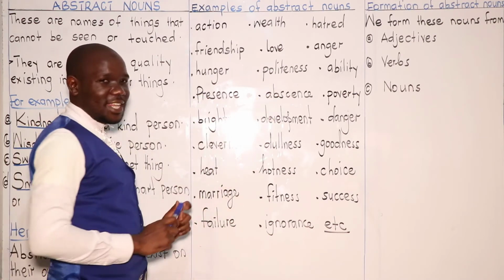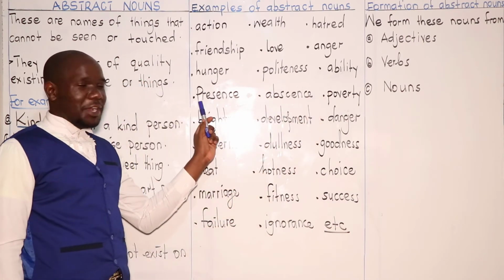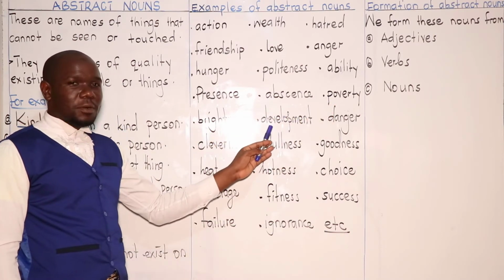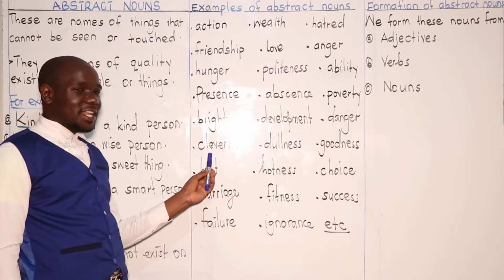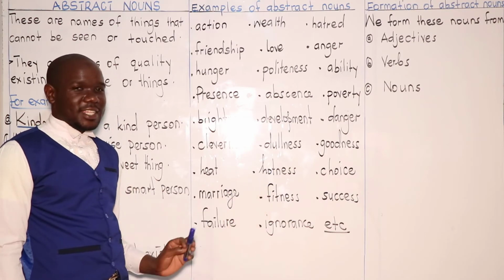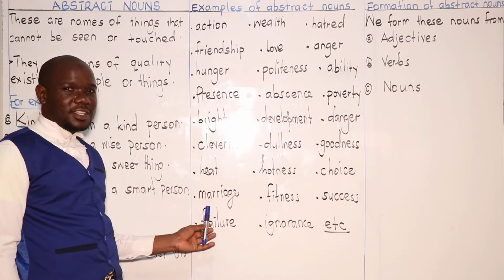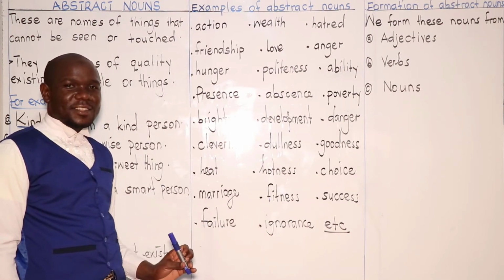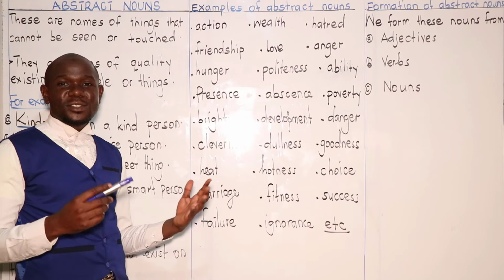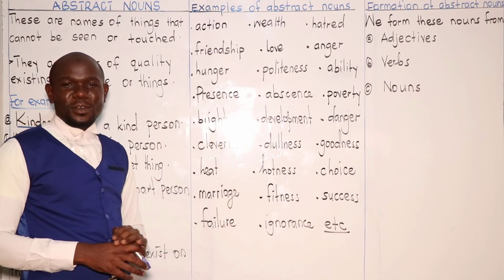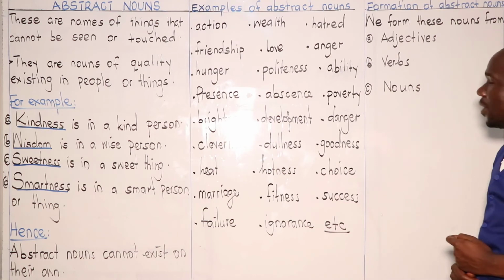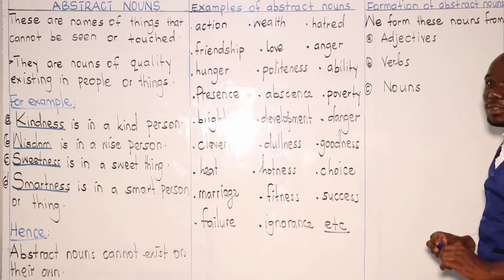We continue: politeness, ability, presence, absence, poverty, brightness, development, danger, cleverness, dullness, goodness, heat, hotness, choice, marriage, fitness, success, failure, ignorance, and so on. So these are some of the examples of abstract nouns, and you can definitely give more than this on your own. When we come this side, we shall look at formation of abstract nouns.